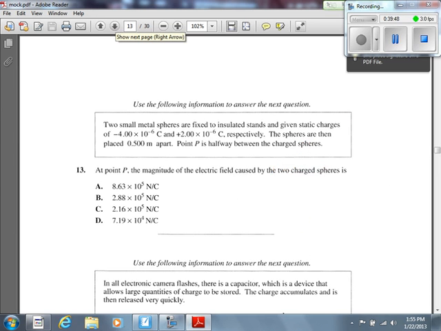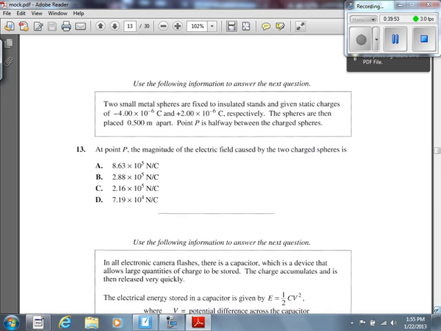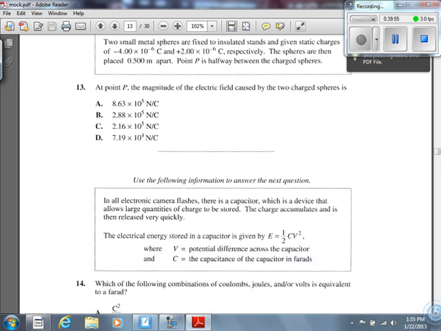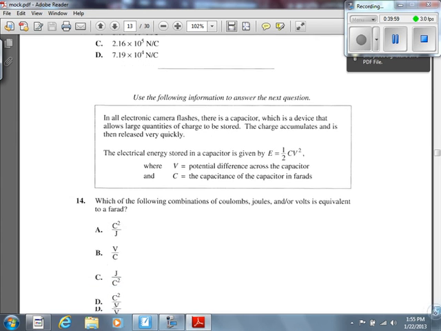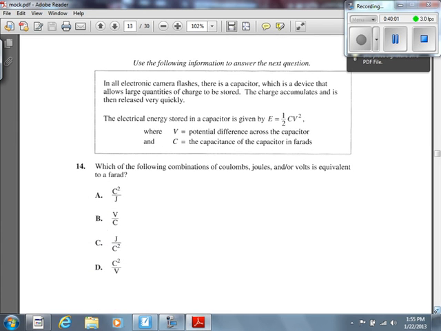That's okay. If they give you the equation, you don't need to recognize it. You don't need to have ever learned it if they're giving it to you. Which of the following combinations of coulombs, joules, and or volts is equivalent to a farad?